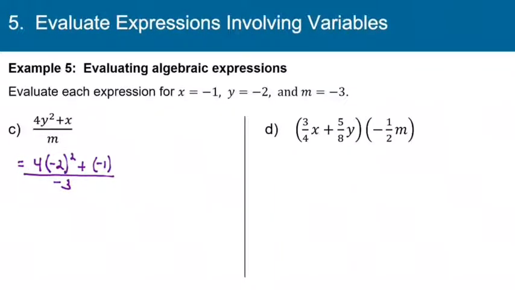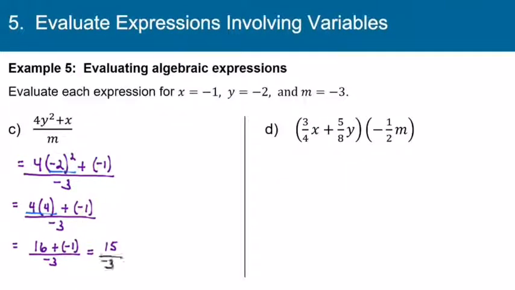So let's decide what to do first. We have 4 times negative 2 squared plus negative 1. Of course, thinking about order of operations, we need to do the exponent first. Negative 2 times negative 2 is going to be positive 4. And then we notice that we have multiplication and addition left in the top, so we should do the multiplication first. 4 times 4, of course, will be 16. So now we have 16 plus negative 1 all over negative 3. And then 16 plus negative 1 is going to be 15. And 15 divided by negative 3 is going to give us negative 5.